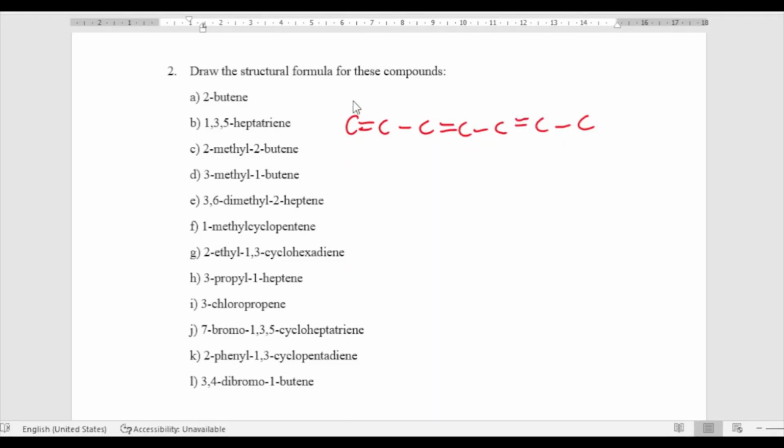So you just fill in the hydrogens. Hydrogen, hydrogen. 1, 2, 3, so 4. Hydrogen. So this is 1,3,5-heptatriene. Okay, start numbering from here. 1, 2, 3, 4, 5, 6, 7. So this is question 2B.